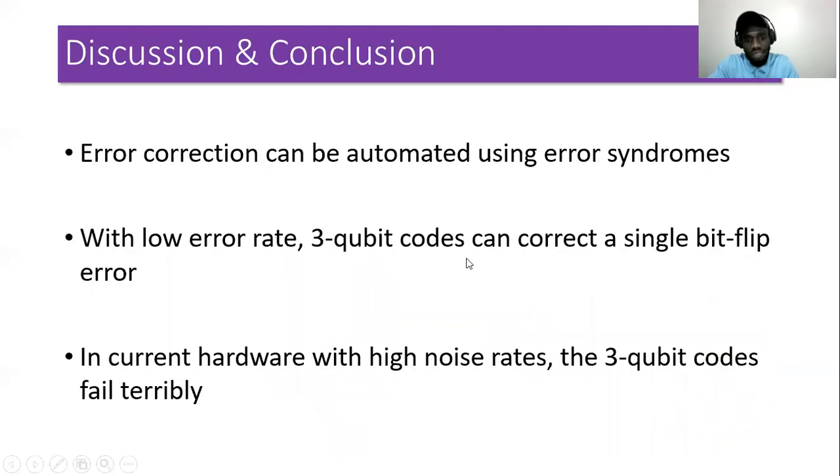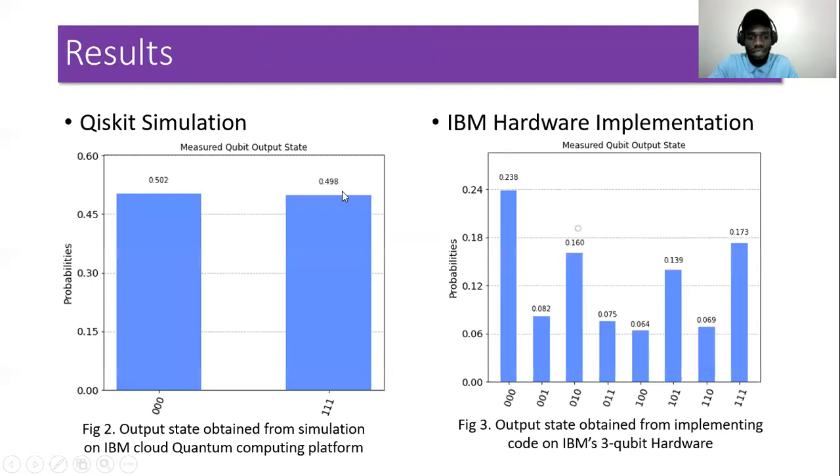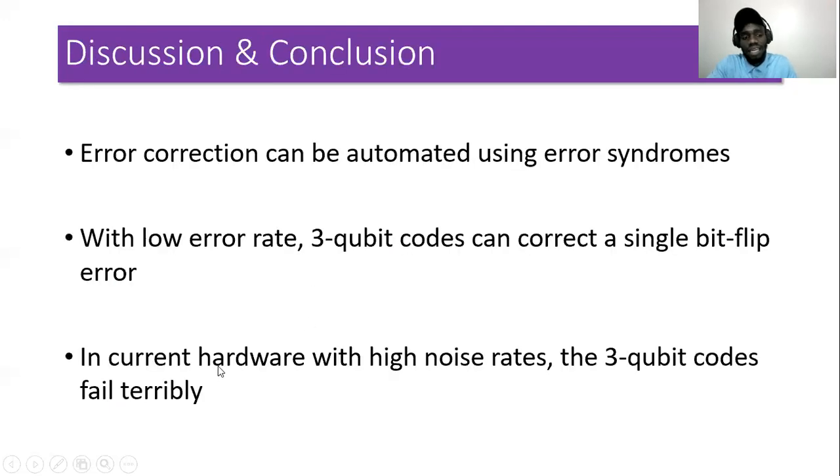We can conclude from this work that error correction can be automated using error syndromes. And we can also conclude that when the error rate is low enough, the 3-qubit quantum error correcting code can successfully correct a single bit flip error. This is seen from the simulation results over here. However, when the error is high enough, the 3-qubit quantum error correcting code will fail, as seen when we implemented the code in actual hardware.